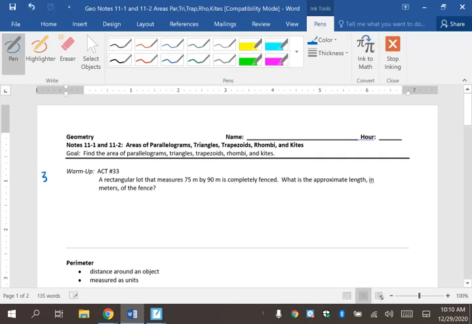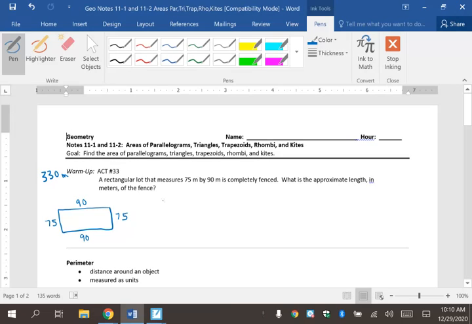Okay, who got 330 meters? Excellent. If you did not, it's really helpful to draw a picture. So draw a picture of a rectangle. It does not have to be drawn to scale. The dimensions are 75 by 90, and they want the approximate length around that rectangular lot.